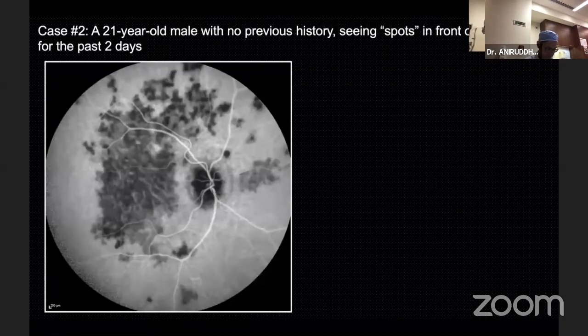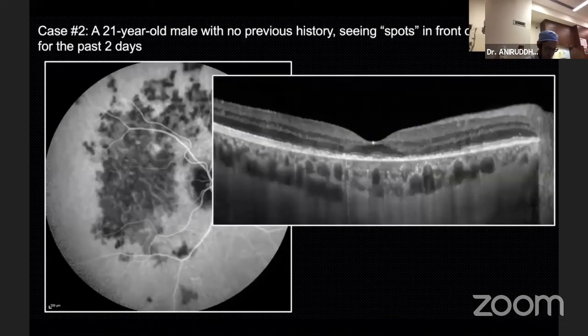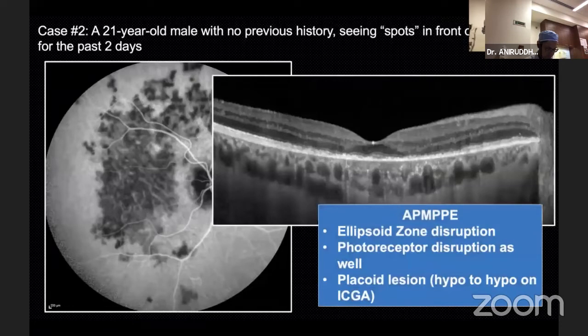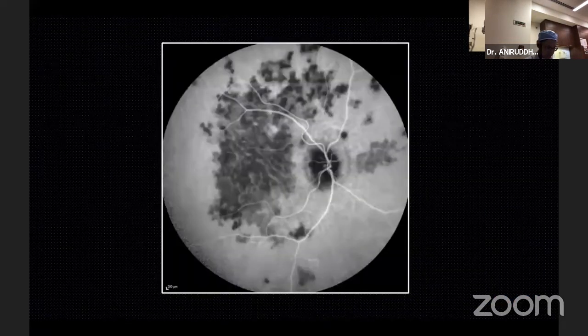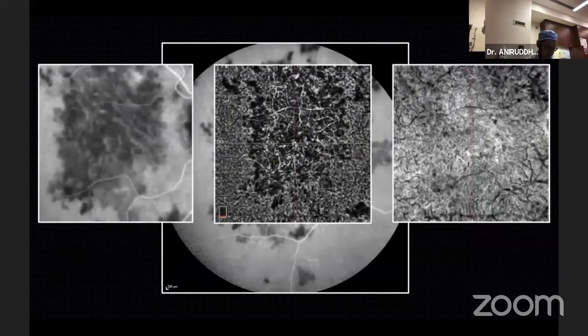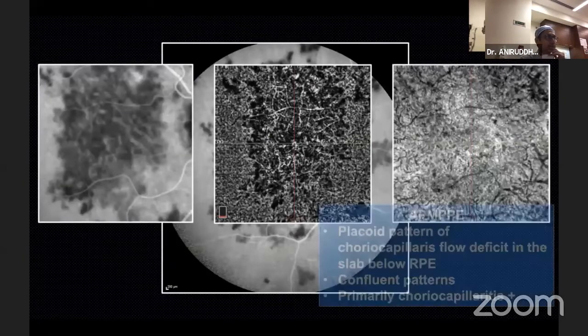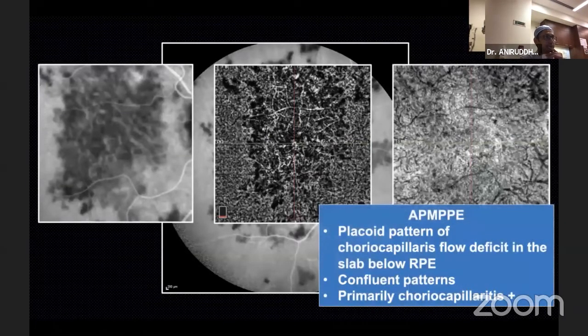This is a patient who has a classic appearance of AP-MPPE on ICG imaging. And as you can see, there is ellipsoid zone disruption, photoreceptor disruption, and a large placoid lesion. The ICG correlates very well with the OCT angiography imaging, very much like choroiditis lesions. So the pattern of choriocapillaris flow deficit exactly matches the ICG, and you can use the OCT angiography to monitor these patients.